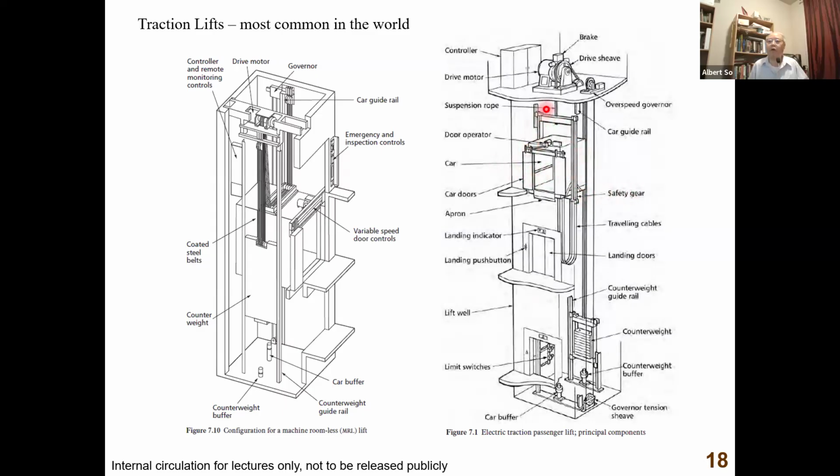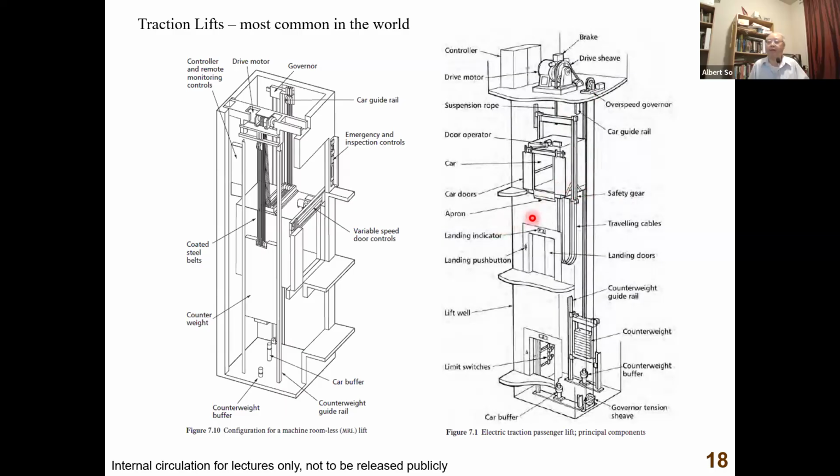Even though all the ropes are broken, the overspeed governor can detect a free fall of the car, or even not free falling, but when the car is overspeeding, then the safety gear will operate and the car will be stopped. I will talk about safety gears more later.